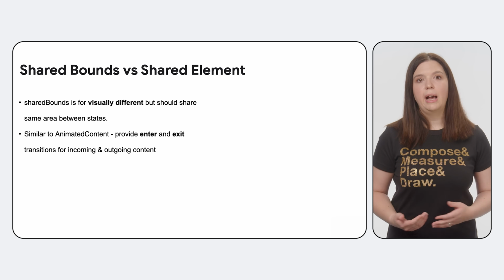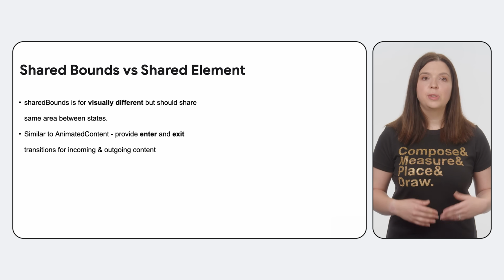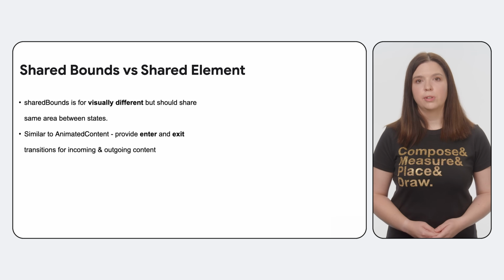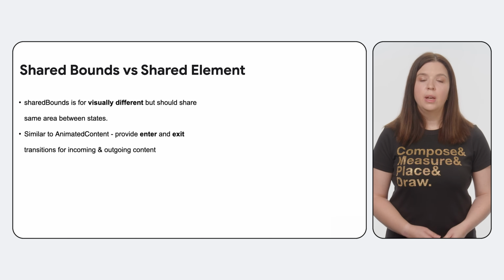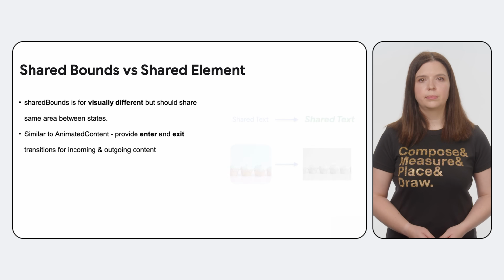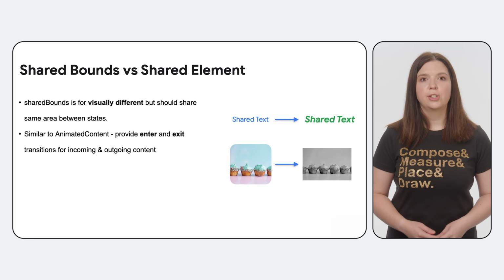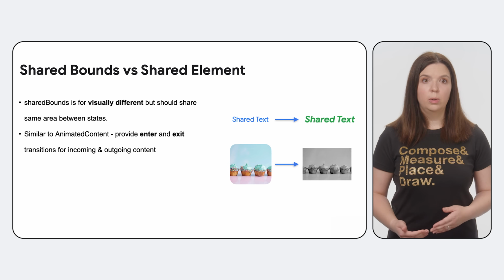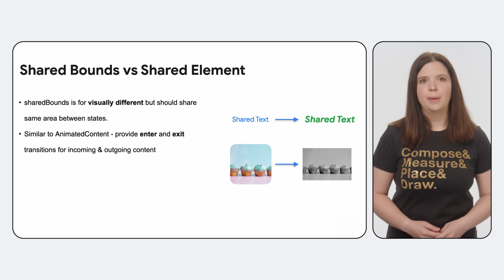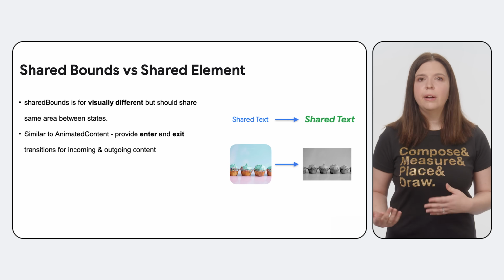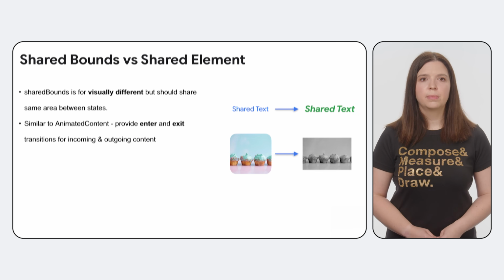It's similar to how animated content works, in that you need to provide enter and exit transitions for the content, as both will be visible on screen during the transition. Whereas with SharedElement, only the target content is rendered on screen. It's useful for things such as cards that transform between different areas, or text, since bold versus italic text isn't the exact same. And asynchronous images, as you may want to load up a high-resolution image as it transforms.